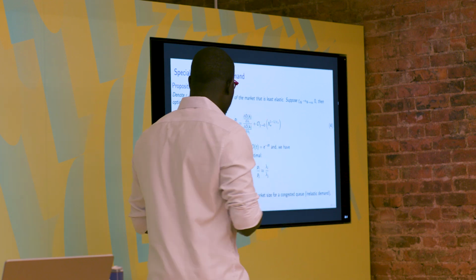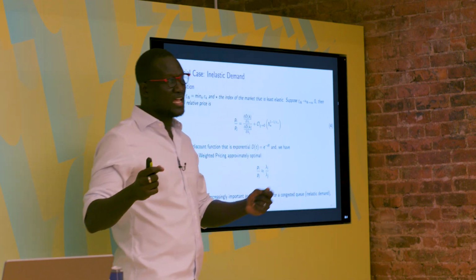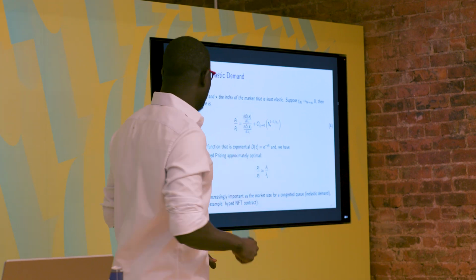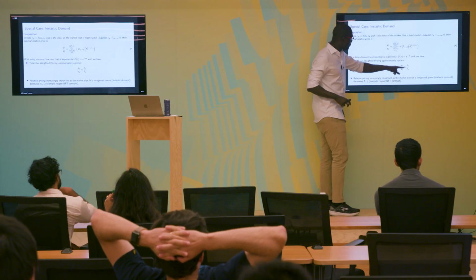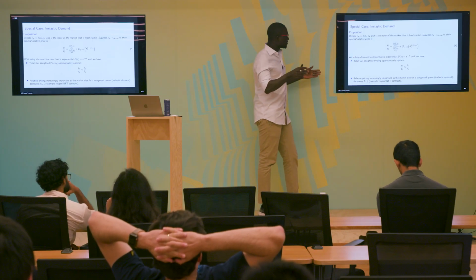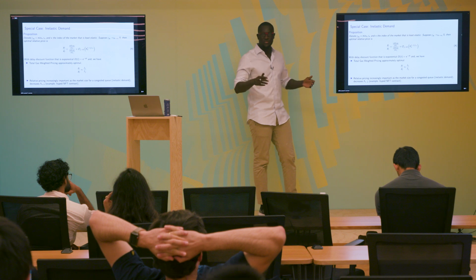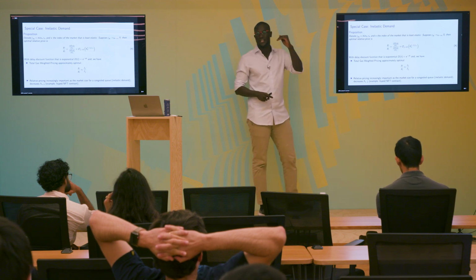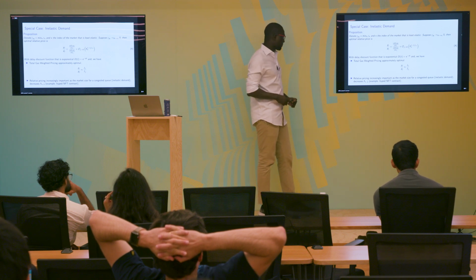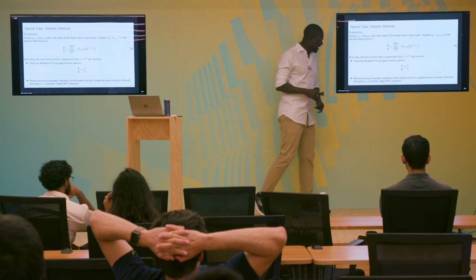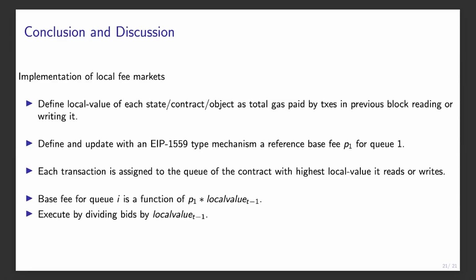The more important it is to do this relative pricing and not just put one base fee, meaning that the more it will be important to have this gap, Pi over Pj, to be different, not just have one global auction. Okay, so that's why I give the example of a hyped NFT contract. For conclusion and discussion, the question now is how do you implement this?